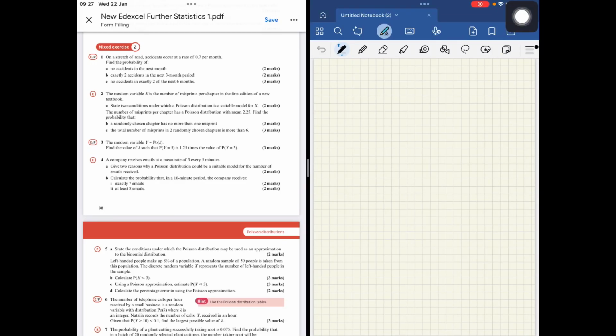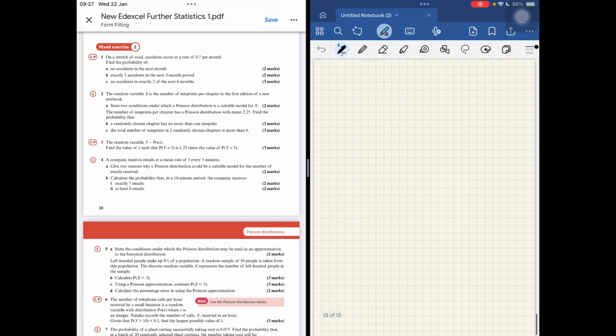So this is Further Statistics 1 at Excel, the second chapter, Poisson distribution. Number 1, the number of road accidents that occurs is 0.7 per month. So we can say X follows a Poisson distribution with lambda 0.7, but usually I just write down the unit here.